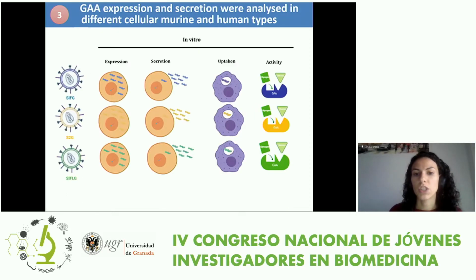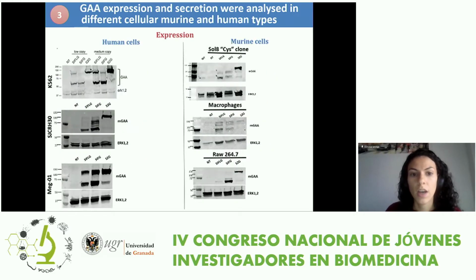Then we want to check if our three chimeric proteins were expressed, secreted, and uptaken. For this, we check the GAA activity because we want to know if the protein is active or not. Let's focus first on the expression and secretion. First, for the expression, we transduce not only human cells, but also murine cells, which are our final aim.